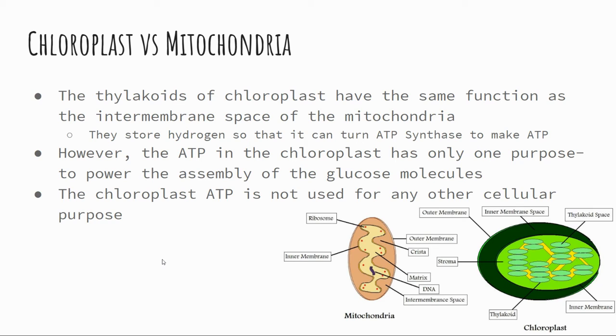So the ATP produced by mitochondria is going to be used for cellular processes. That's why it's called the powerhouse of the cell. The ATP from there drives everything. The ATP from the chloroplast is strictly set aside for making glucose.